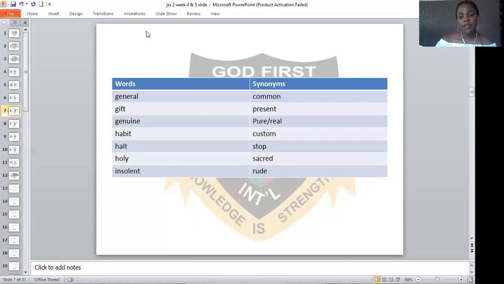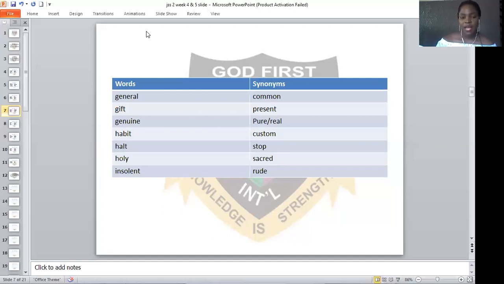Moving on, the next word we have here is general. So what's the synonym for this word? The synonym for this word is common. This condition is very general. This condition is a very common condition. So gift. She was presented with a gift yesterday. She was presented with a present yesterday. So present is a synonym for gift. Genuine. He is a very genuine person. The synonym for genuine is pure. He's a very pure person, or he's a very real person.